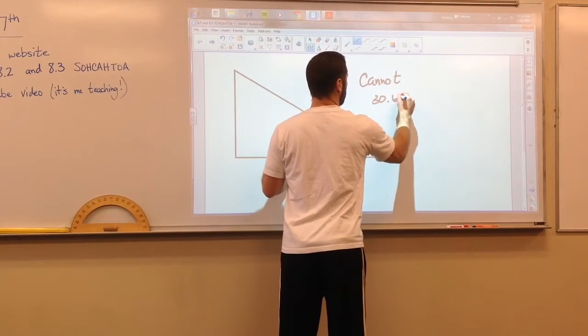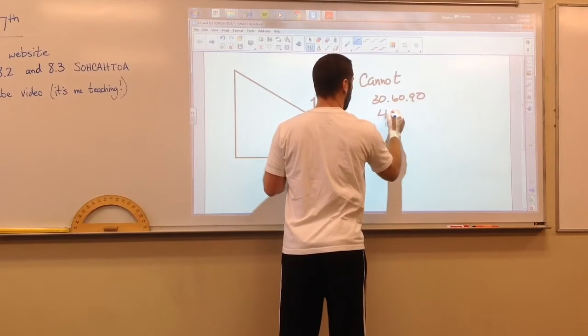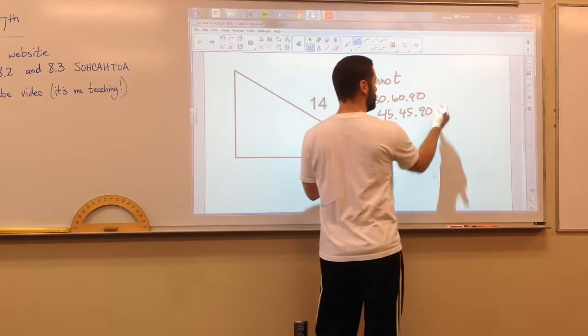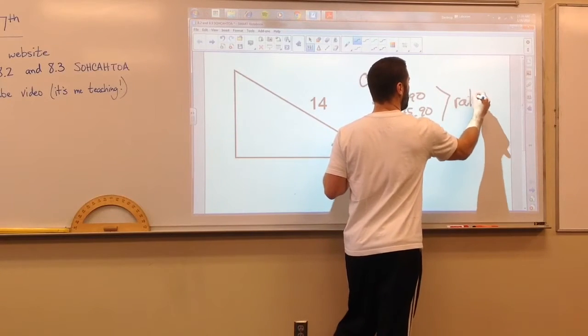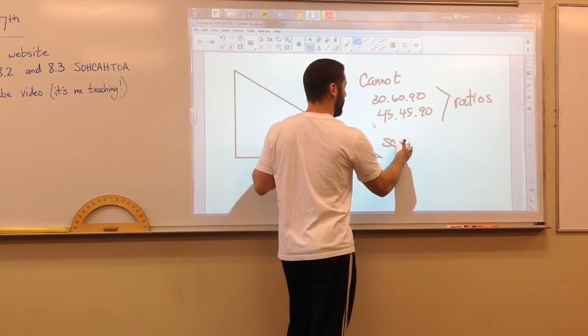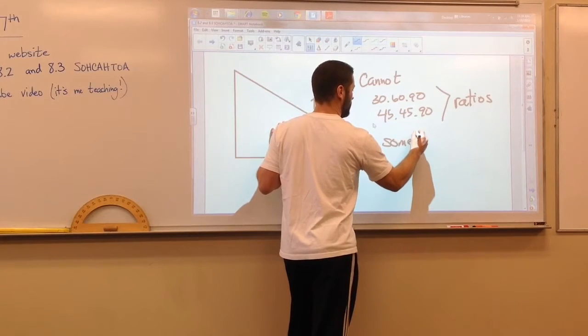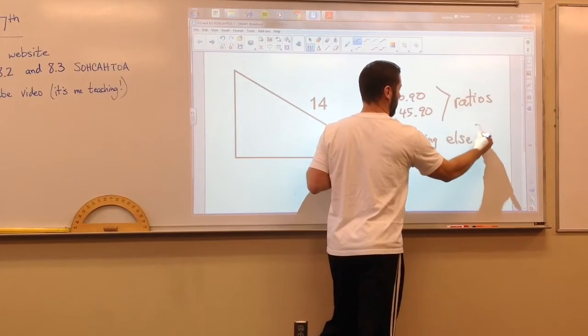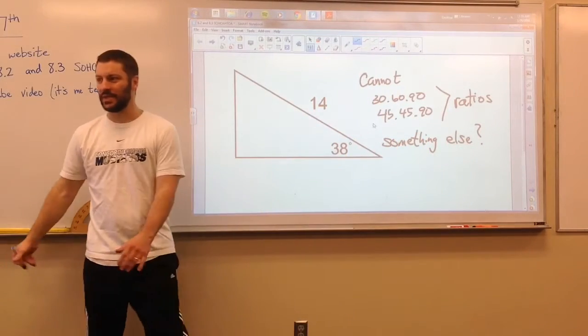use the 30-60-90, 45-45-90 ratios. They do not work for this set of triangles. And what we're going to figure out is, is there something else? And that's what we got to get to today.